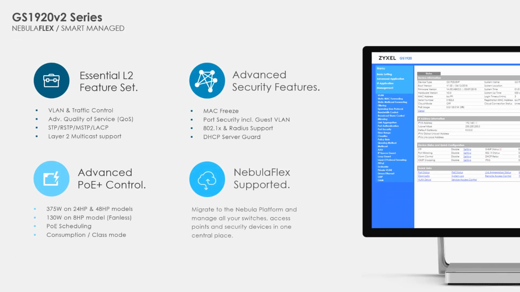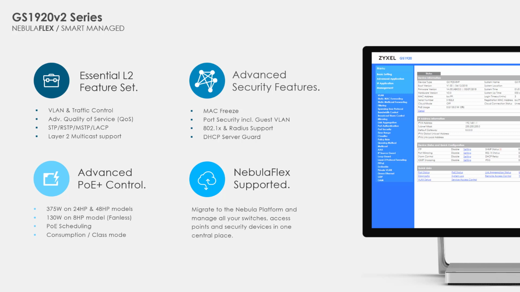So a quick look at some of the top level features. Obviously the GS1920v2 is packed full of features, but just to highlight some top level, we have some essential layer 2 feature sets, so VLAN and traffic control, advanced quality of service, or QoS. We obviously support rapid spanning tree, multiple rapid spanning tree, and other features like LACP for link aggregation groups. Also support layer 2 multicast as well.